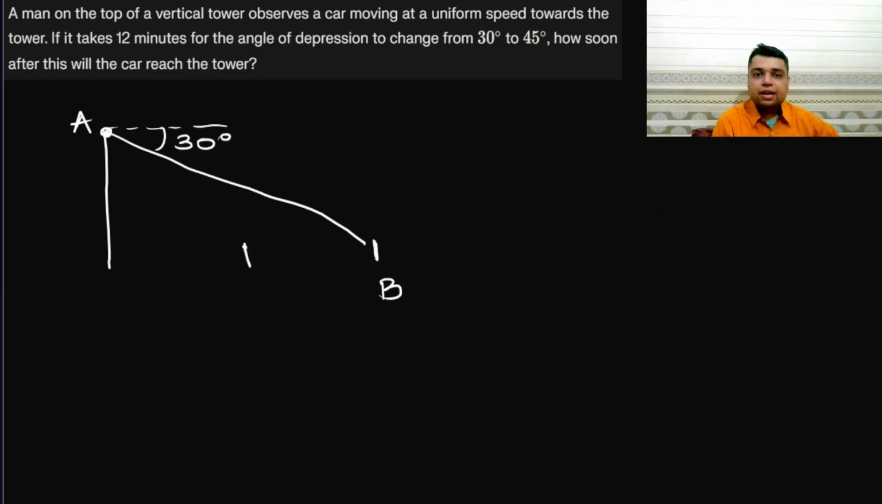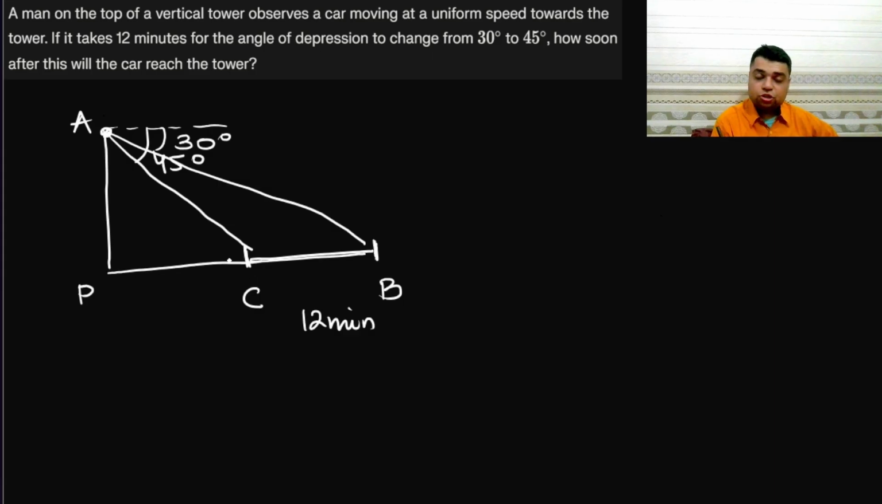And after some time the car is at C, and this angle is 45. Angle of depression is 45 degrees. And this distance is covered in what? 12 minutes. This is covered in 12 minutes. Now, how much time will it take to get to the car to reach the point P, the base of the pillar or the tower?